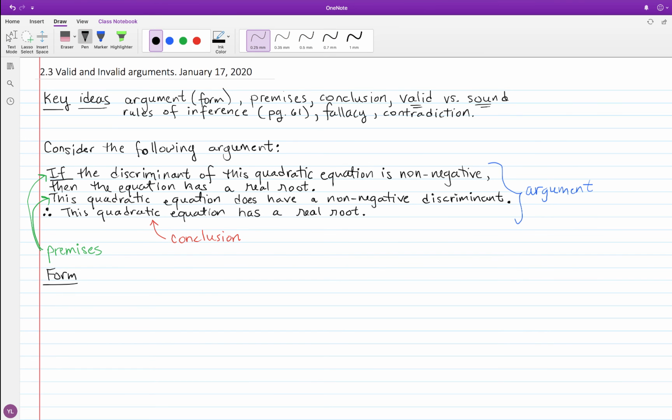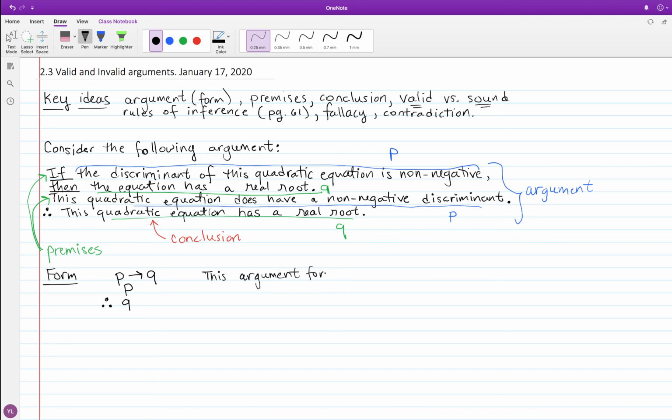Let's put some symbols to this just to see what form it takes. The first premise is an if-then statement, where the P part is that the discriminant of the equation is non-negative, and the Q part is that the equation has a real root. The second premise is just the P statement, and the conclusion is the Q statement. So the overall form of the argument is first premise, P implies Q, second premise, P, therefore conclusion Q.